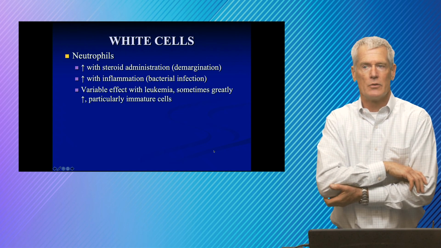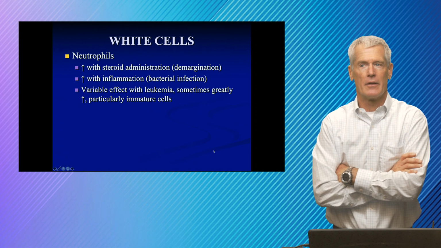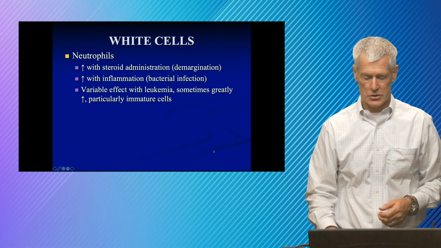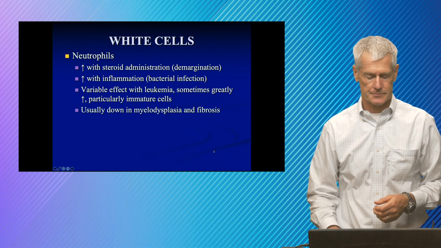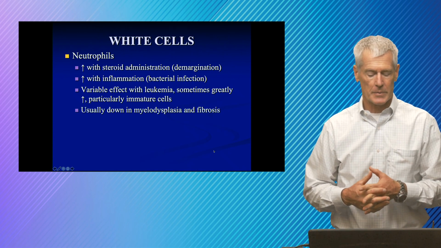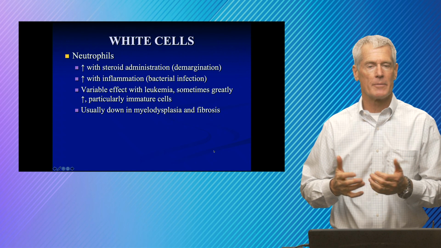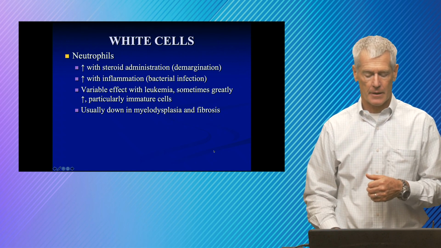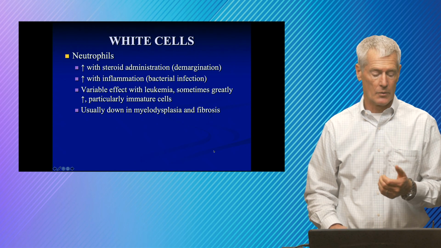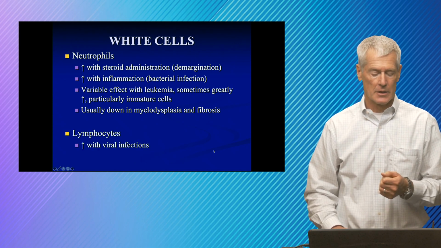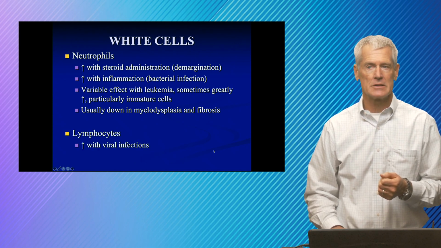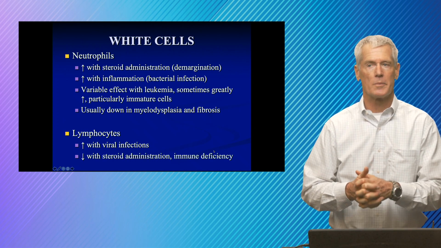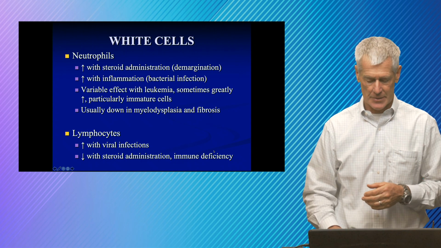And in leukemia, again, as we pointed out, sometimes they go up, but particularly we're looking for immature neutrophils. In myelodysplasia and fibrosis, so that's what we talked about, where your bone marrow is being replaced by fibrosis, you would have a decrease in neutrophils. Lymphocytes go up in viral infections, and they decrease with steroids. So neutrophils go up with steroids, and lymphocytes typically go down.